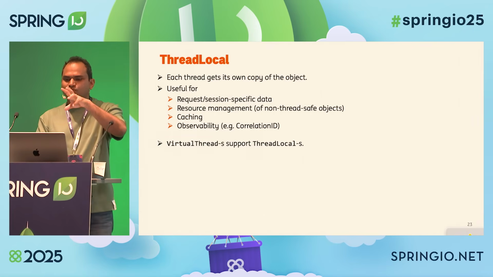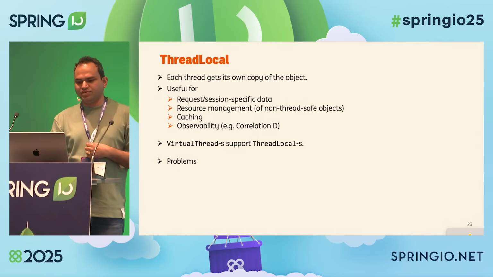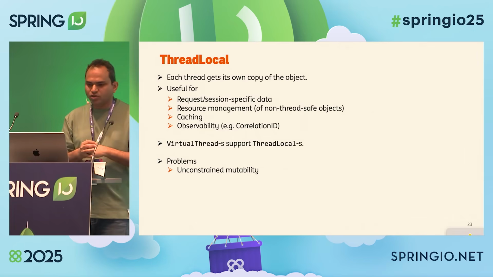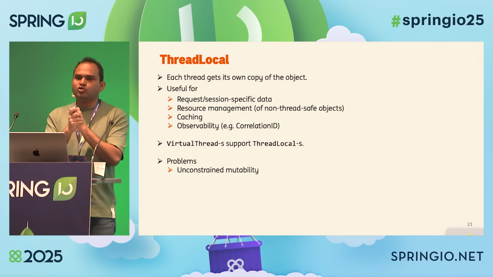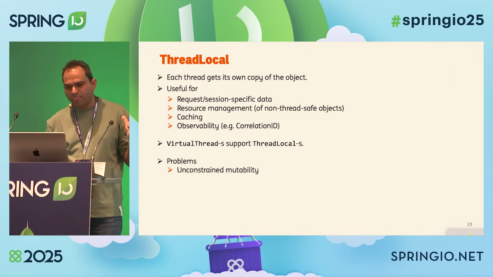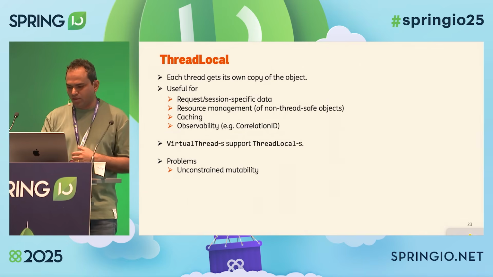Now, platform threads support ThreadLocals obviously, but virtual threads also support ThreadLocals. So all these use cases you can also have with virtual threads, but there are some problems with ThreadLocals. For example, unconstrained mutability. With ThreadLocal, you have two methods, get and set, and you can call them anytime in your thread, and that basically gives all the problems of shared mutability.